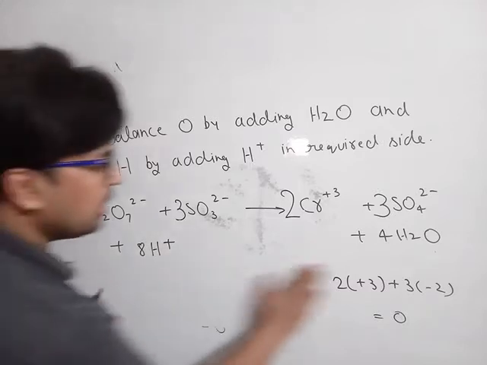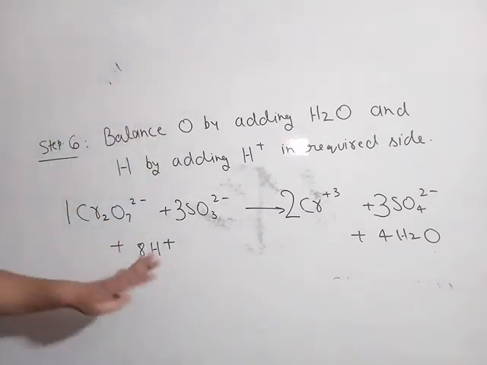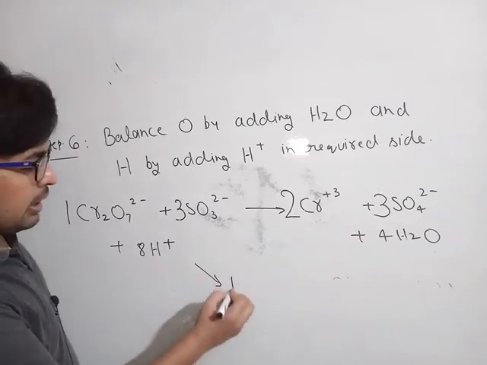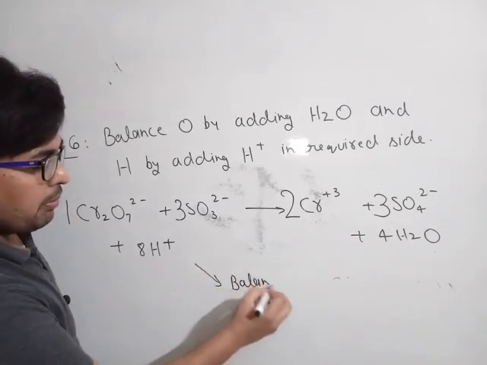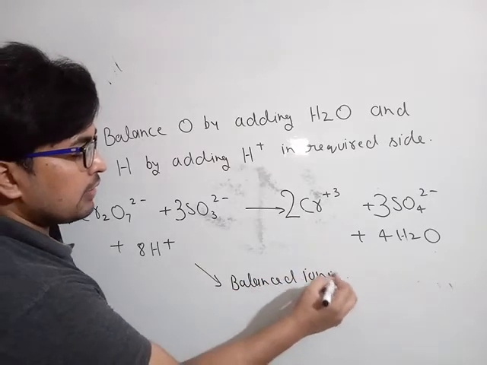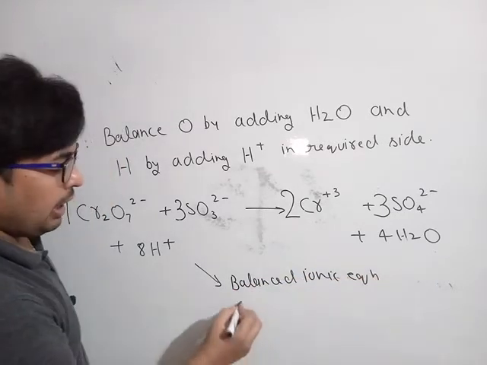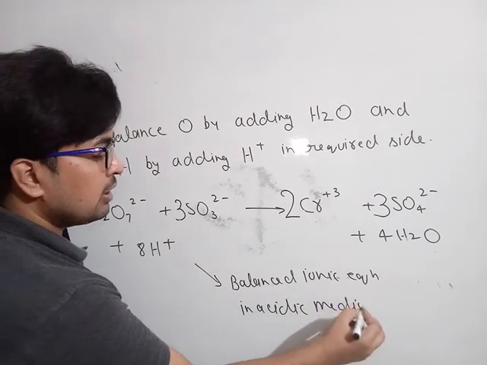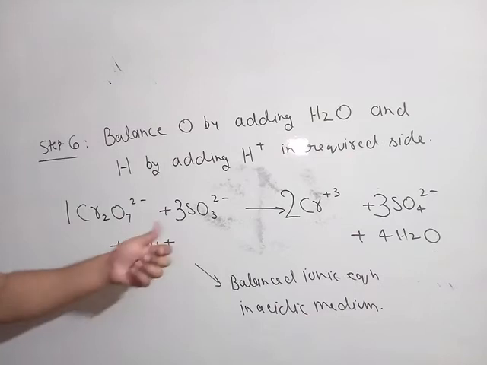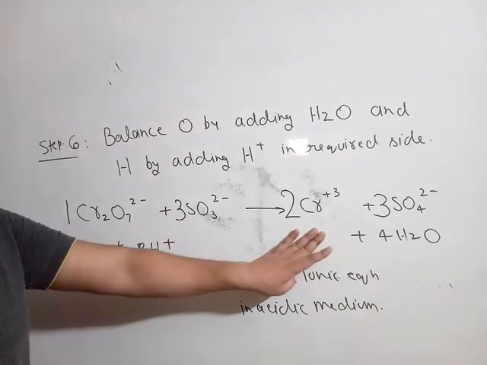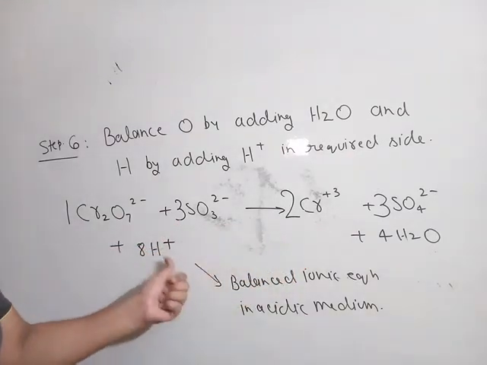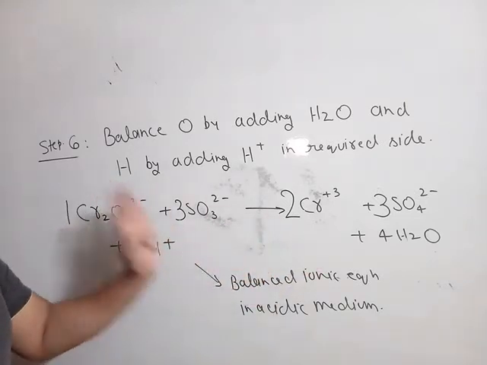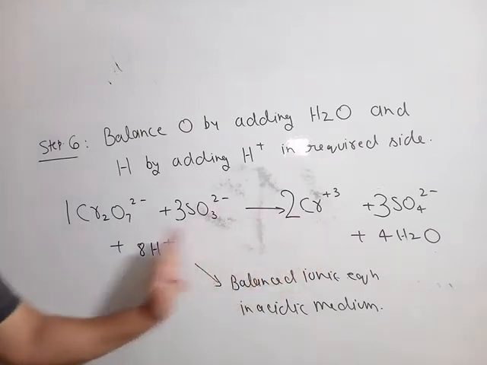If you can see here, there is H plus over here, so that will be the balanced ionic equation in acidic medium, because we are having H plus. Luckily we got 0 on both sides, but I am not saying that you will always get 0. It may be minus 2 and minus 2, minus 10 and minus 10, plus 10 and plus 10. But it should be equal. Charges should be equal on both sides.